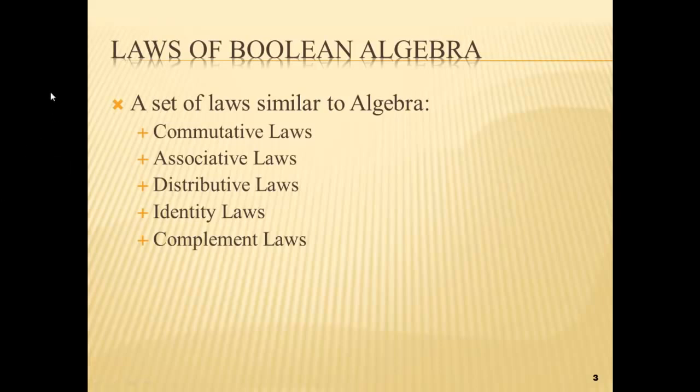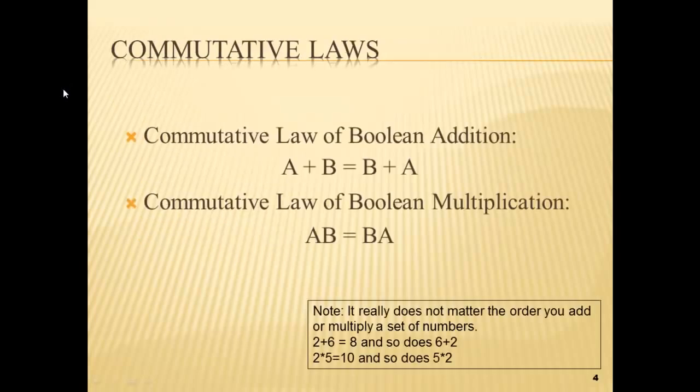So Boolean algebra is really just a set of laws that are very similar to regular algebra. There are a few differences, but for the most part it's very similar to algebra. You have your commutative laws, the associative laws, distributive, identity, and complement laws. So let's look at these.